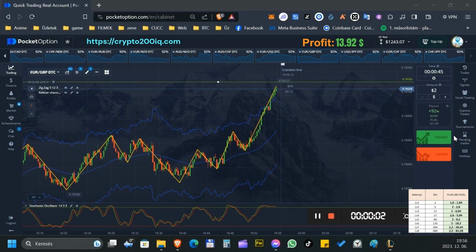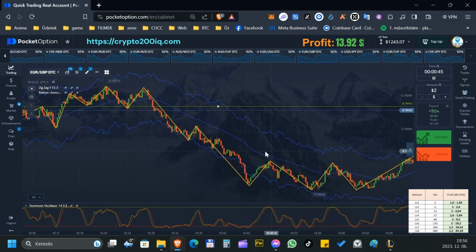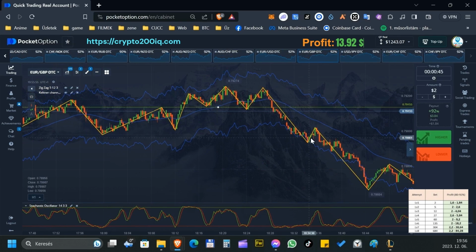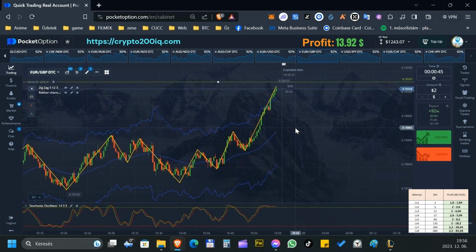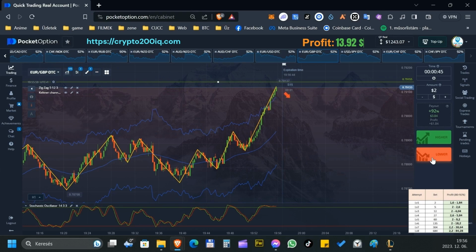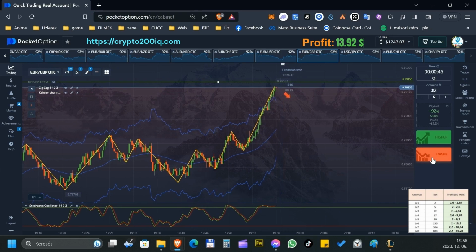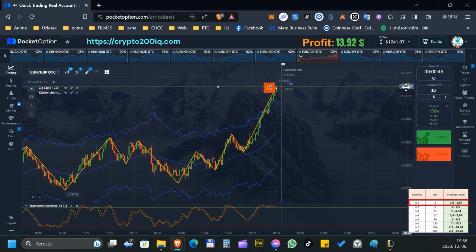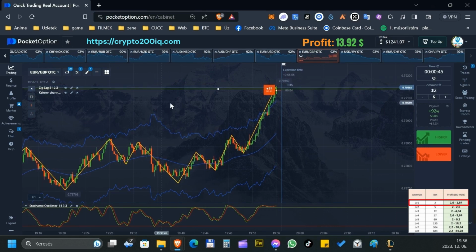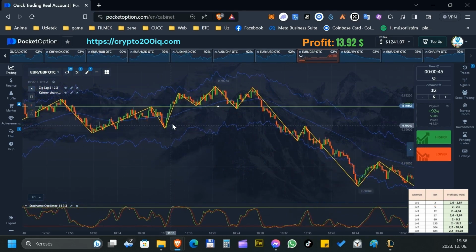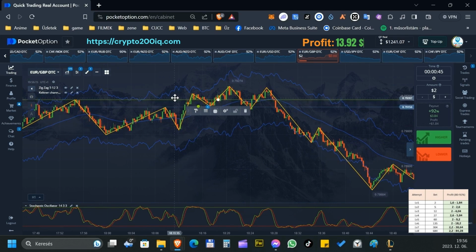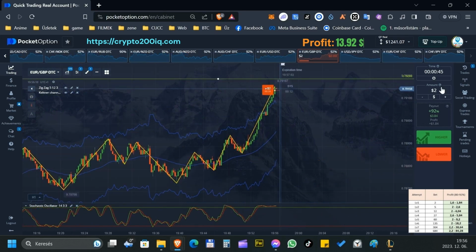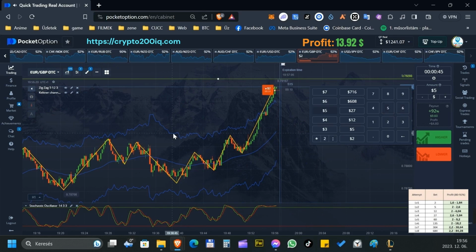Let's look at the next one. It meets all the criteria. Indicators suggest that a change in direction of the exchange rate may occur soon. And we've placed our bets. We're preparing for the next move.